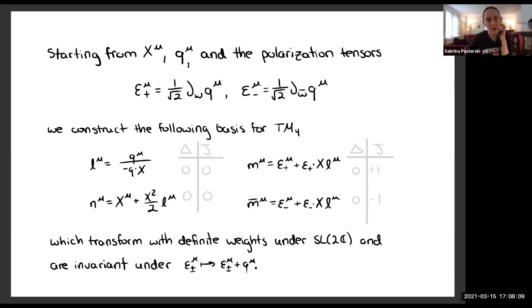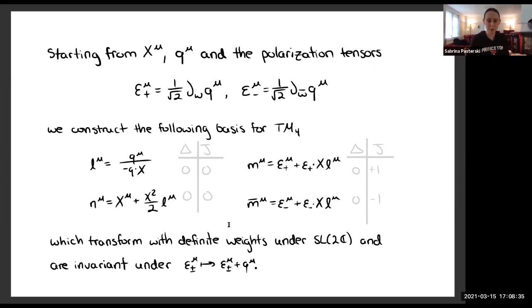And when you do that, you have basically the null reference direction, the polarizations at your disposal. And it's nice to use X mu also as one of your, I guess, 4 sets of vectors that span the tangent space at most points. So I can build up these tetrad elements that I've written down here, and these all have dimension 0 and spin 0 for L and N, and plus or minus 1 for M and M bar.